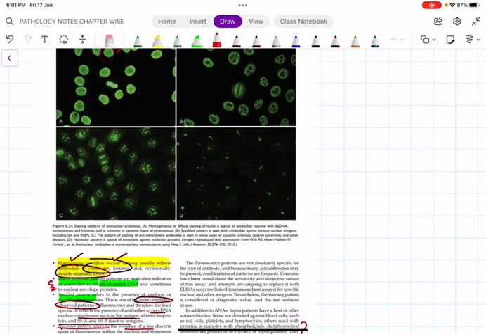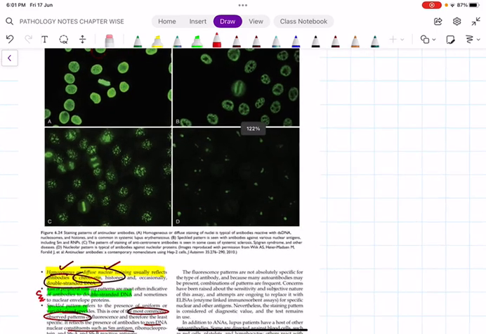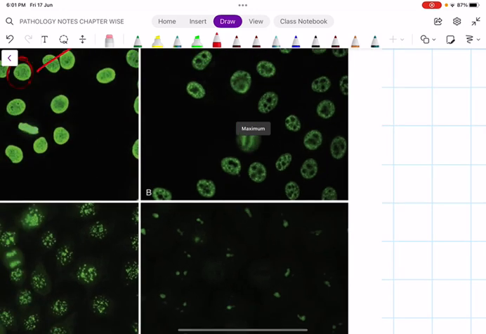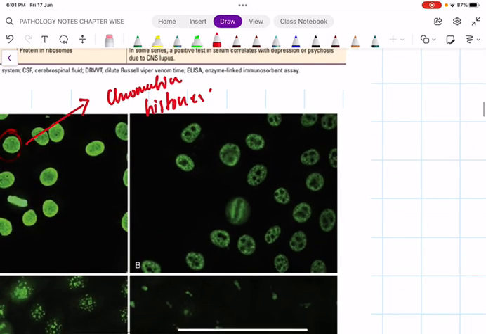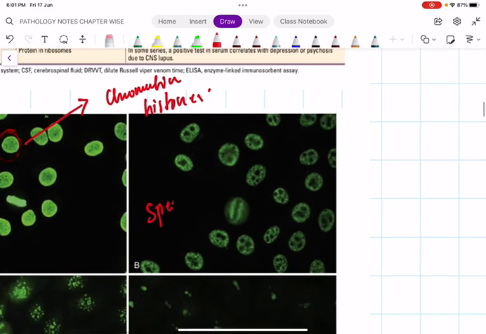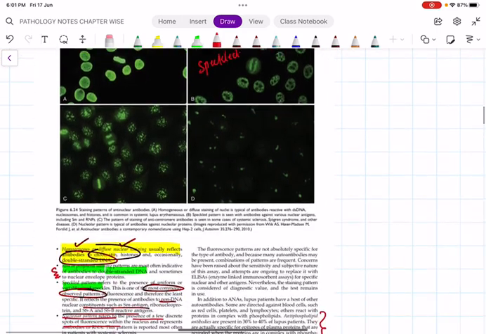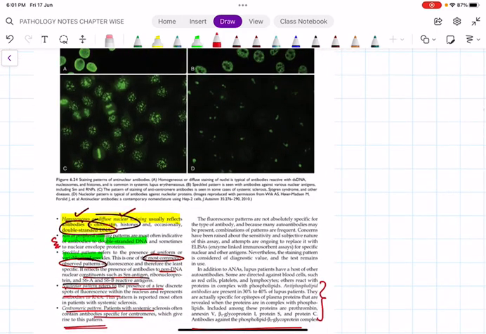Then you can see picture B here. This is what we call the speckled pattern. Remember, in the speckled pattern, antibodies are directed against Sm antigen. Sm means Smith antigen.